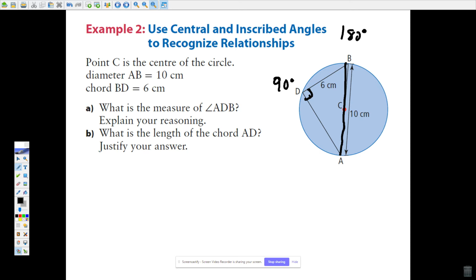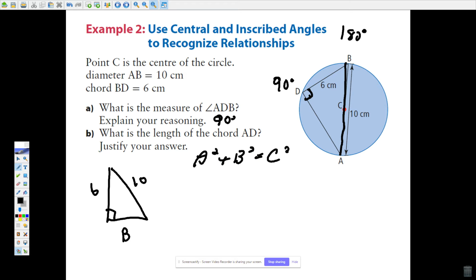Now, for part B, we have to find the length of chord AD. At this point, we have to use the Pythagorean theorem, because we have this is 90 degrees, the hypotenuse is 10, and the side length is 6, so we have to find this other side length. The Pythagorean theorem, remember, is a squared plus b squared equals c squared. The c is the hypotenuse, which is 10 squared. A and b, which you call them, doesn't matter. We'll make this 6 squared and make this b squared.